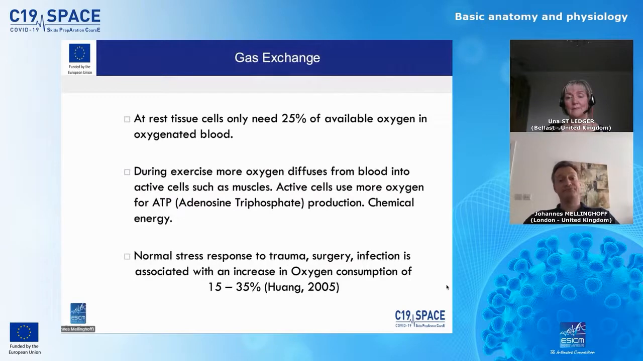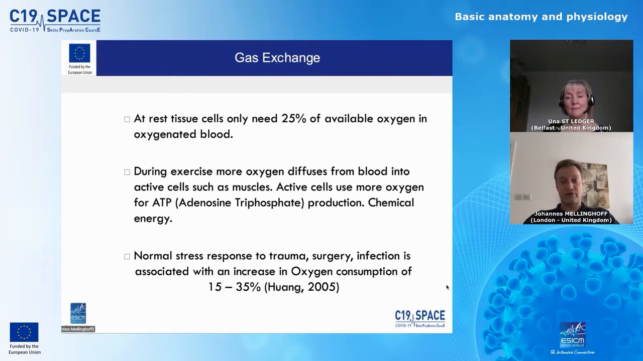At rest, tissue cells only need about 25% of the available oxygen in the oxygenated blood. So if we think about checking a patient's oxygen level through, for example, a peripheral oxygen probe, and it shows us an oxygen saturation of about 95%, if we take 25% away from that, we are left with 70% oxygenated blood on the right side of your heart as the blood is traveling back to your heart for reoxygenation. In the ICU, we sometimes can measure those things.